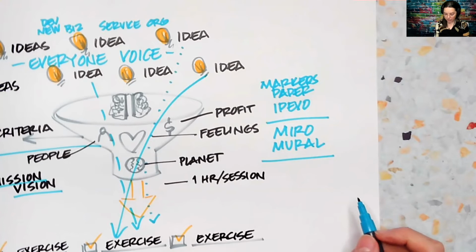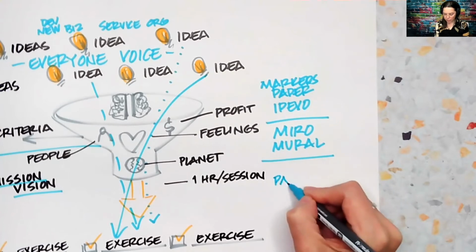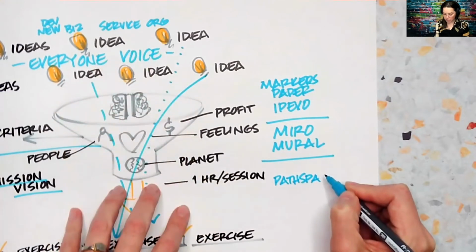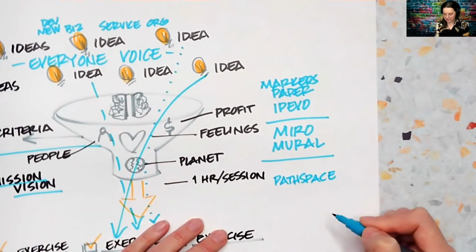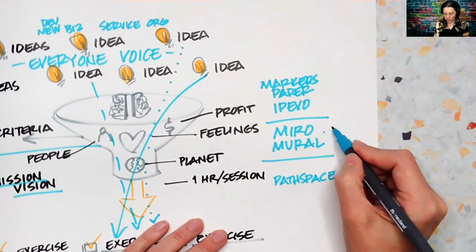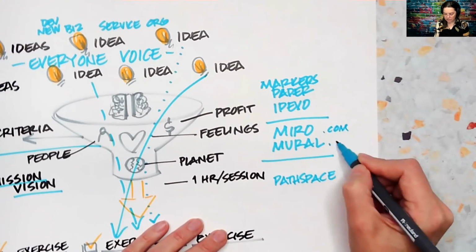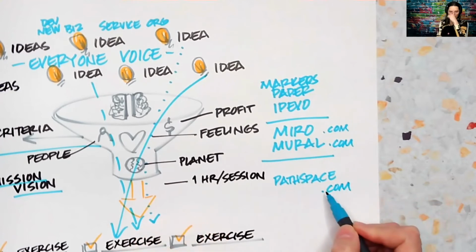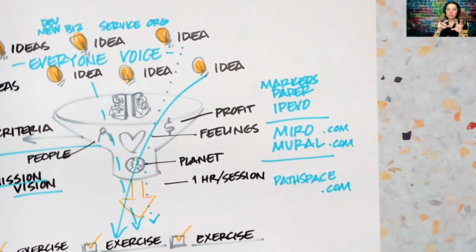Yeah. And then I'll throw one more out. It's not visual, but it would align with this process really well. It's called Path Space. So you could go to any one of these. I believe they're all .coms and check out these tools. And Path Space is one where you have a bunch of ideas, you cluster them, you prioritize them, and then you can make decisions. And I've worked with Path Space.